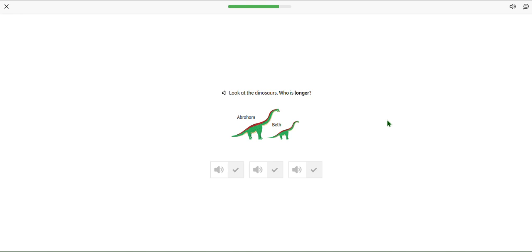Look at the dinosaurs. Who is longer? Abraham is longer than Beth. Beth is longer than Abraham. Abraham and Beth are the same length.